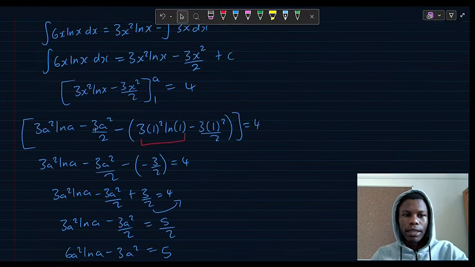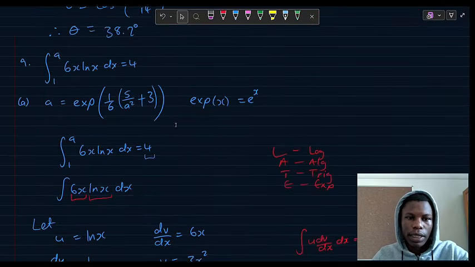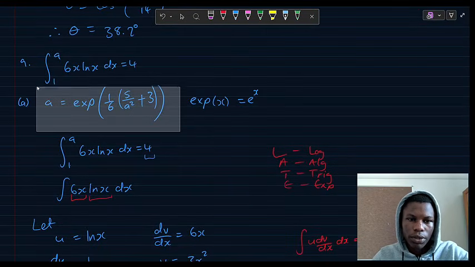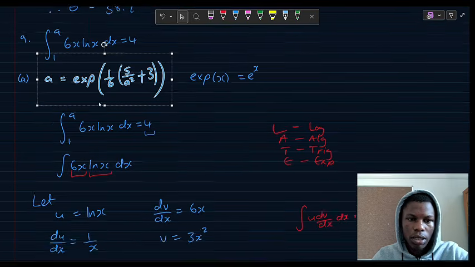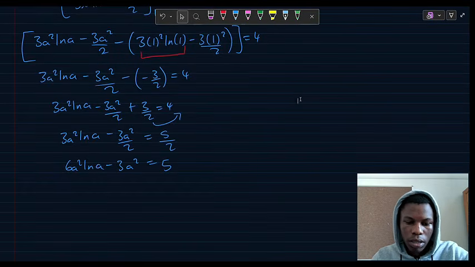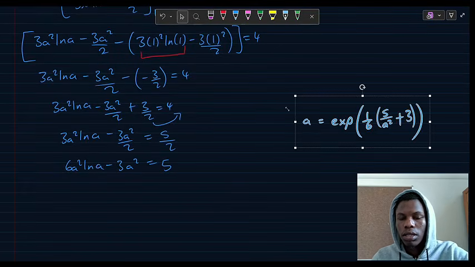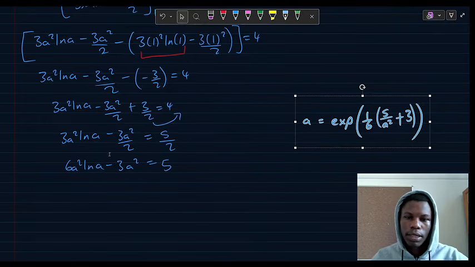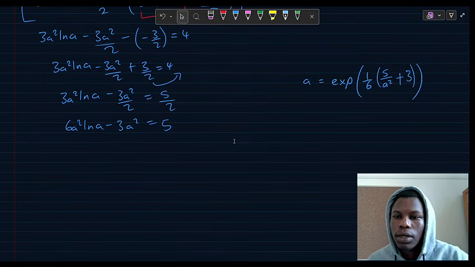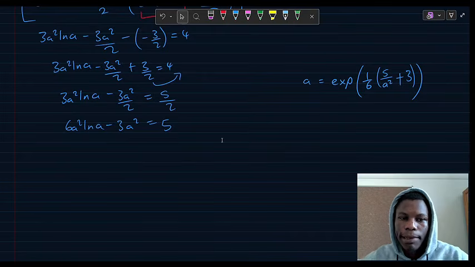And now we just have to figure out what can we do to get to our desired result. All right, that is our desired outcome. What can we do?